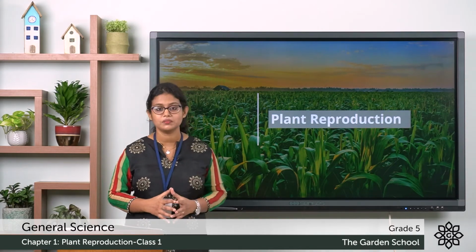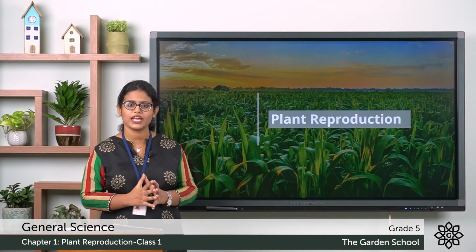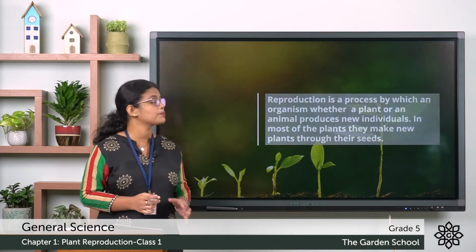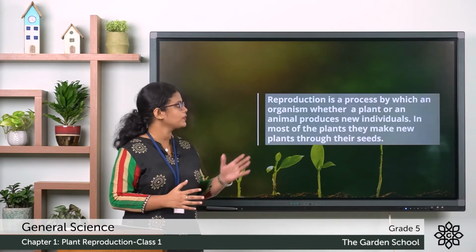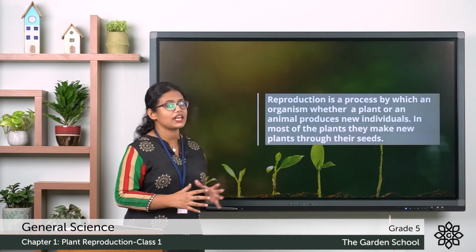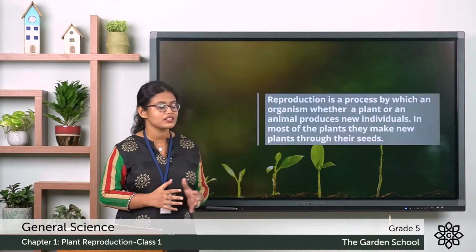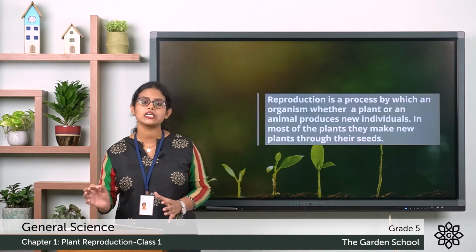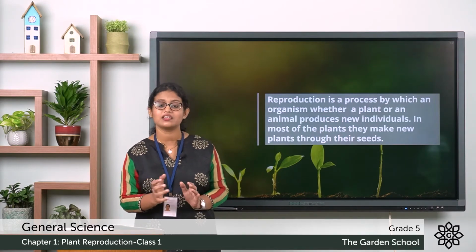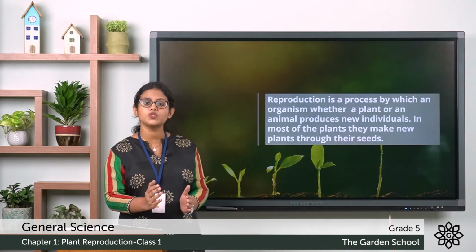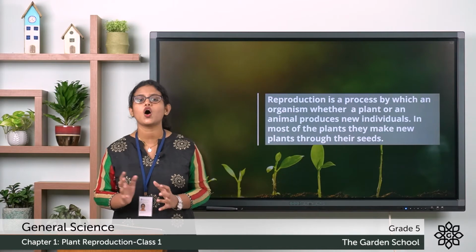What about the next term? Reproduction. So what is reproduction? Have you heard of this term reproduction? Reproduction is a process by which an organism, whether a plant or an animal, produces new individuals. In most of the plants, they make new plants through their seeds. So that is called reproduction. In a very simple way, I can say it is the process of producing offspring.